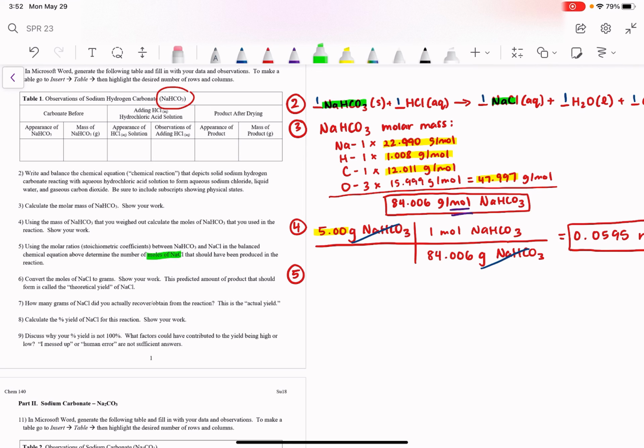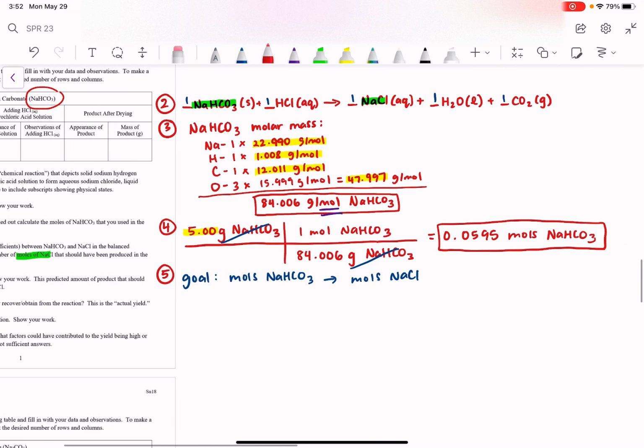Our goal is to go from moles of NaHCO3, which we just found over here, to moles of NaCl. So let's go ahead and see how that's done. I'm going to use my number from above. From number 4, I got 0.0595 moles of NaHCO3, and I want to get moles of NaCl.